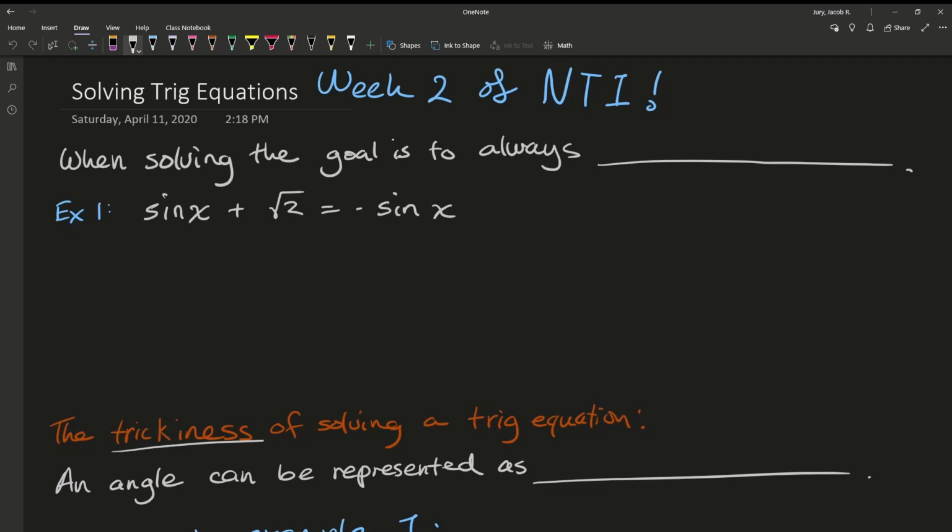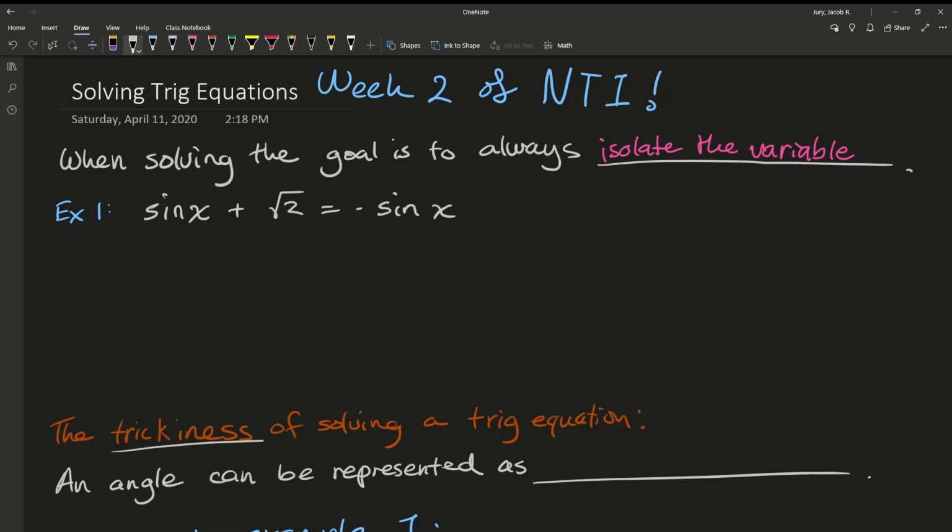The main goal when solving a trig equation is to always isolate the variable. This is important to keep in mind because it'll give you a guiding point, kind of like a waypoint to look towards when you're solving.